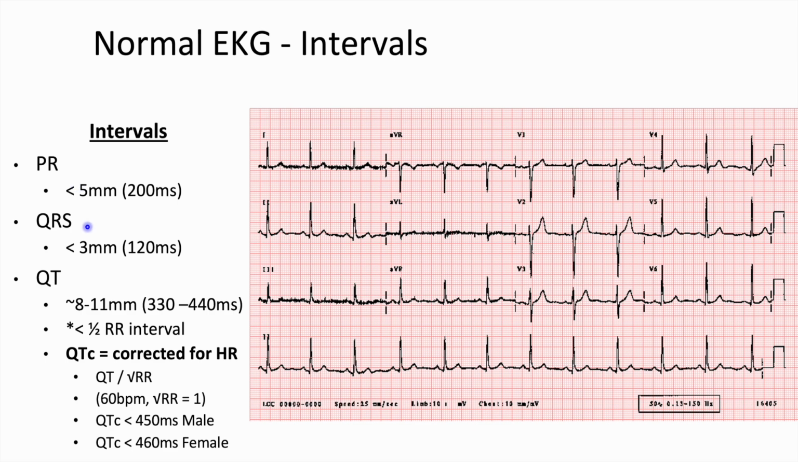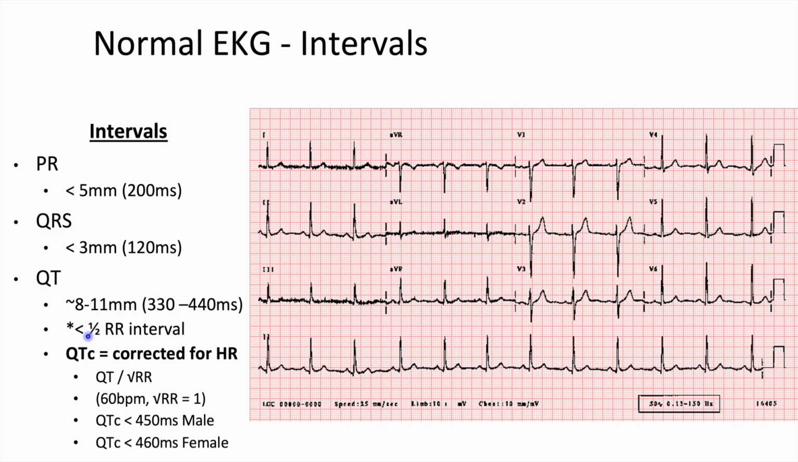Then you need to check your QRS complex interval. You can probably zoom in here, but you can see this is about 2 boxes maybe, so that's about 80 milliseconds, and that's less than 120. If it's greater than 3 small boxes, 3 millimeters, or 120 milliseconds, that's going to be prolongation of the QRS interval. Finally, you want to look at the QT interval, which is the Q to your T wave. That distance should be around 330 to 440 milliseconds, about 8 to 11 small boxes. We'll talk about this in a second.